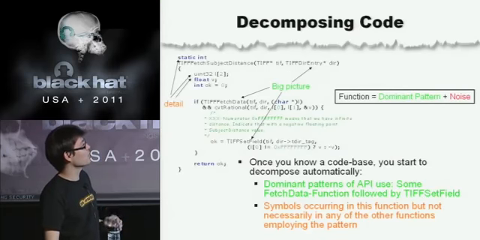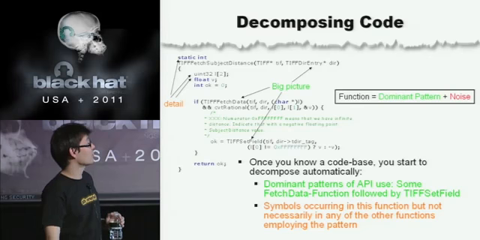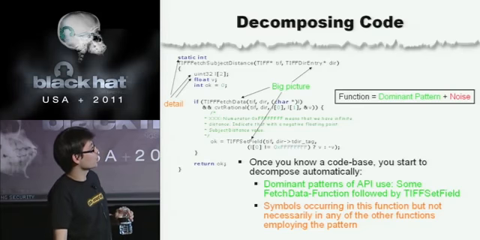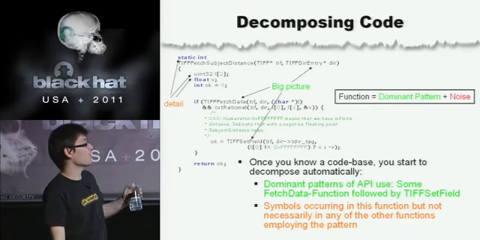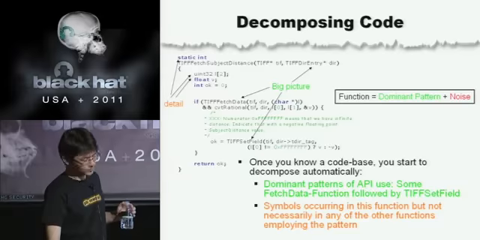This is the same thing that we have to do for code. We have to decompose it into the big picture and the details. While the big picture may be this interaction of TIFF API calls, TIFFFetchData, and TIFFSetField, and so on, the detail may be something like uint32 or int. It's basically all the same.